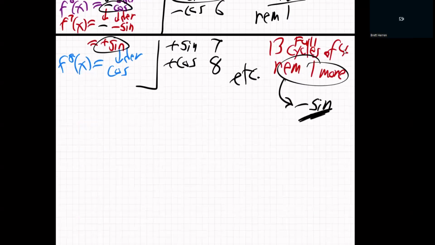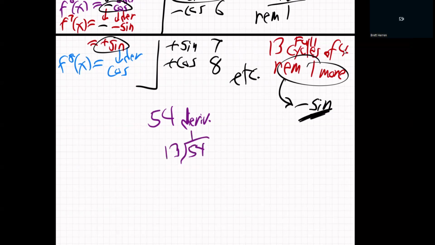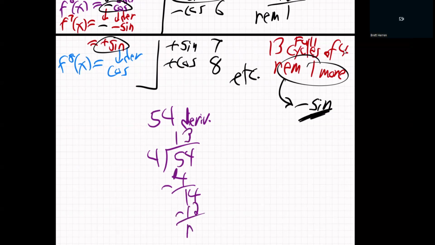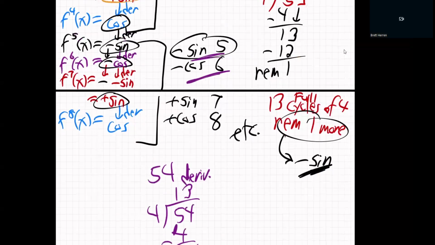What if they had said, let's change it up, what if they had said 54 derivatives? Well, I would have said, 4 into 54. How many full cycles of 4? That's 13, that's 52. Remainder 2. That would mean 2 into the last cycle. So it would have gone 1, 2. It would have been minus cosine.